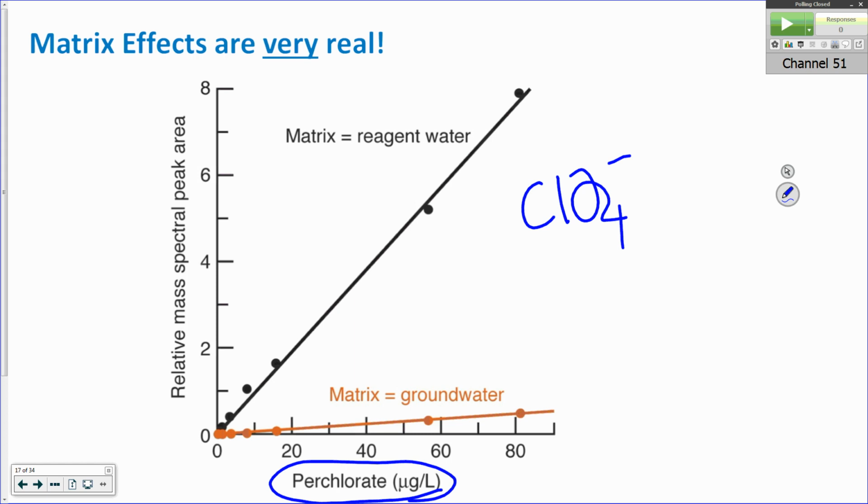Here's its concentration in reagent water, like Milli-Q grade water that we get out of the lab. We get this strong slope, a big change in correlation of signal. If I look at rise over run, the slope of the curve, I get a big change in the signal I see in the mass spectra versus concentration. But when I do that same analysis in groundwater, I find that the slope is much lower. It's suppressed. This is called a matrix effect, and it is a very, very real problem.